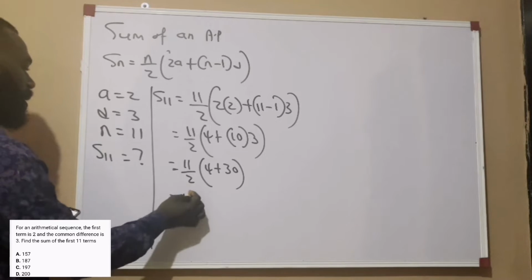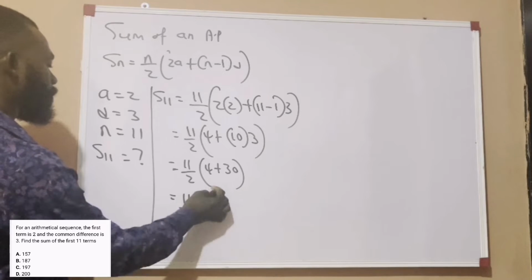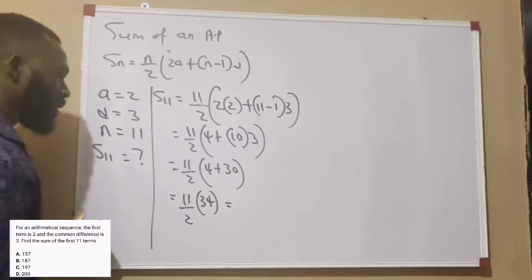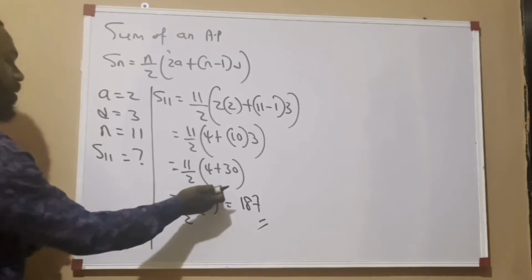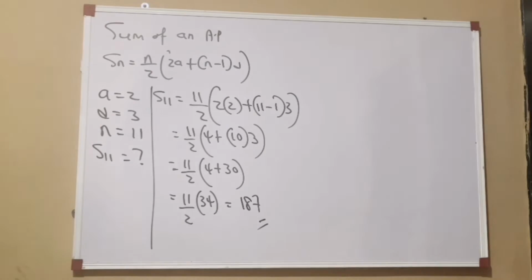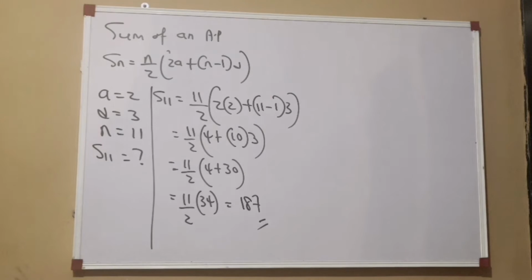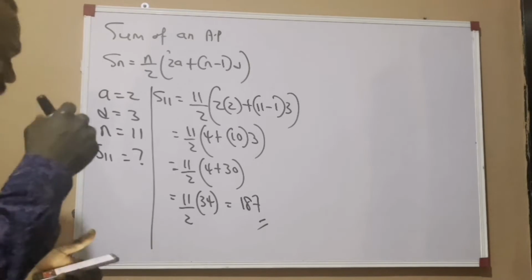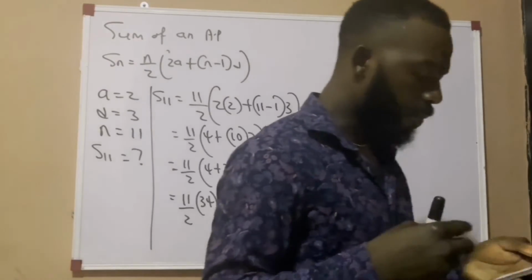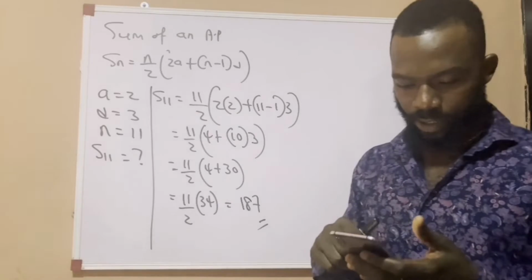And so we have 11 over 2 into the bracket of 34, which automatically gives us 187. Because 11 times 34 divided by 2 gives us 187. So this becomes the answer if we should solve this question using the sum of an AP formula. It is as simple as this. Okay, let us see if we can apply another question in solving using the sum of an AP.